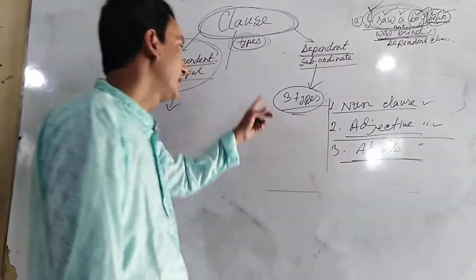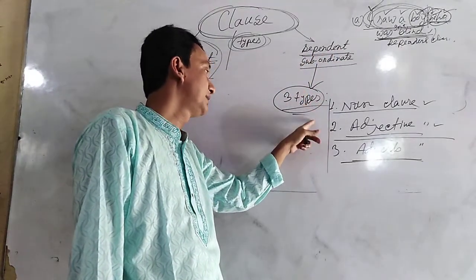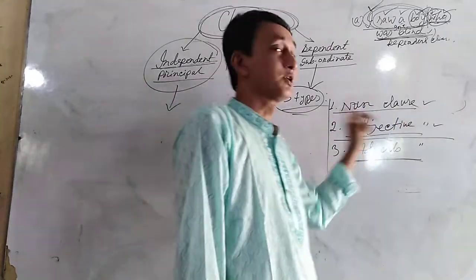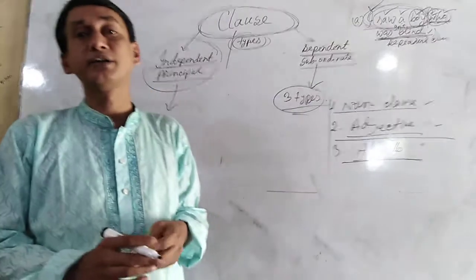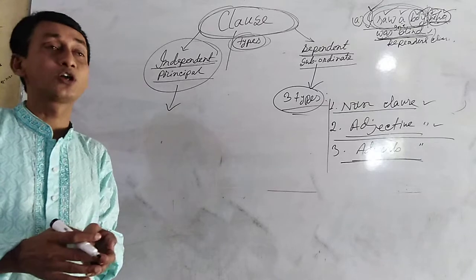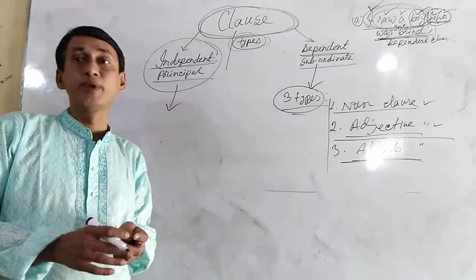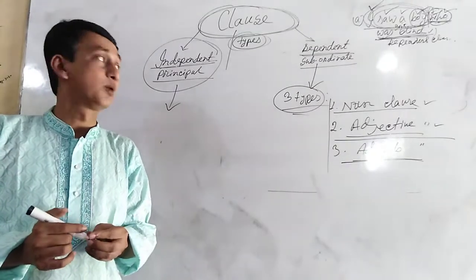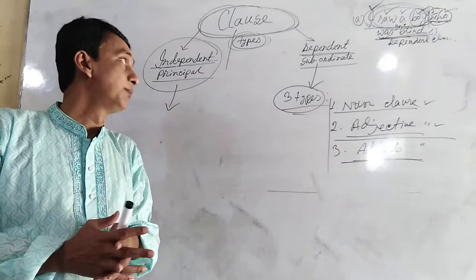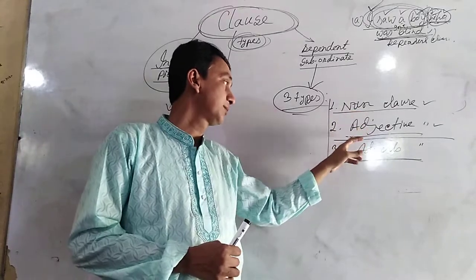Then we have understood that dependent clause or subordinate clause is subdivided into three types: noun clause, adjective clause, and adverb clause. Dear learners and viewers, today I have just discussed what clause is, the definition of clause, the classification of clause. In my next class, I will discuss elaborately all the divisions and classifications of dependent or subordinate clause. That means noun clause, adjective clause, and adverb clause.